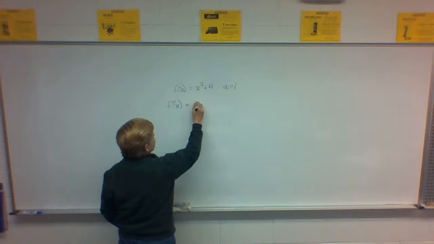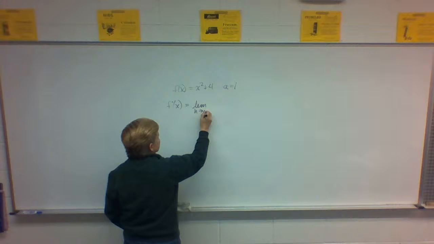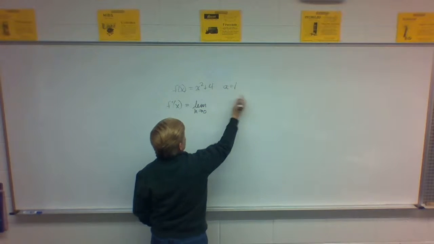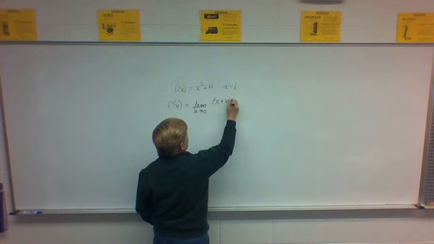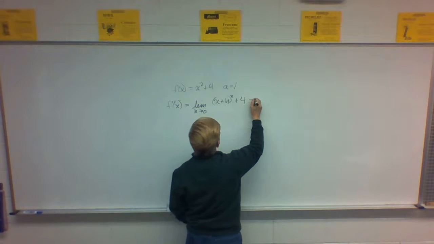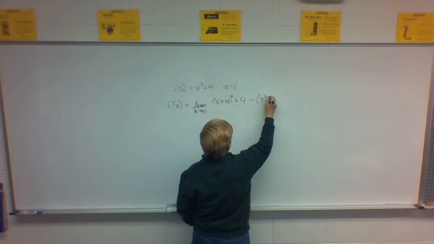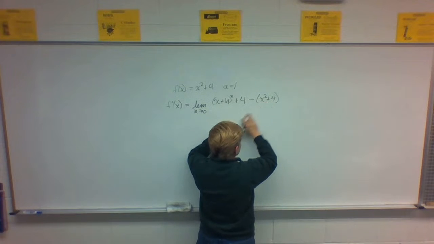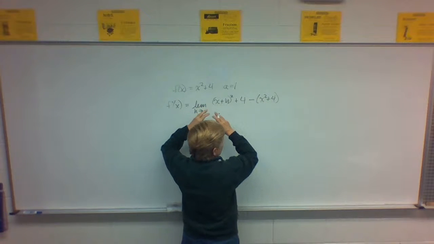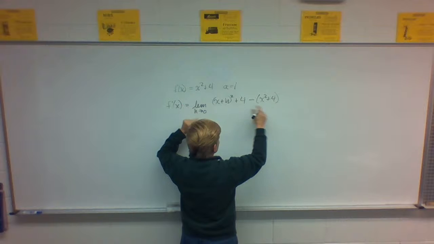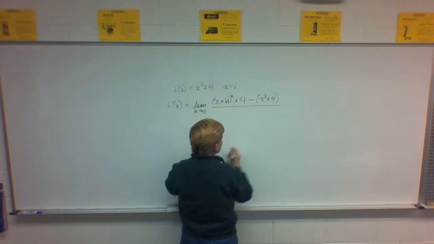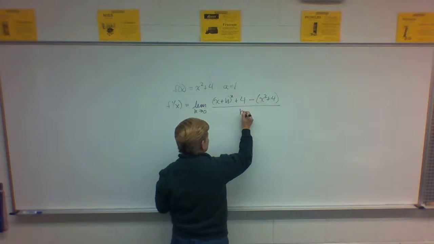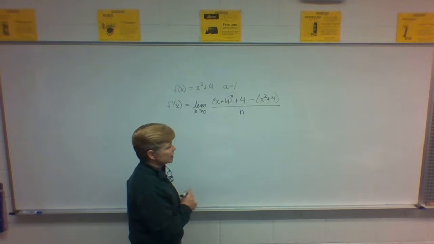f prime of x is equal to the limit as h goes to 0 of f of x plus h, x plus h squared plus 4 minus all of x squared plus 4. This is f of x plus h minus f of x. Now, if you want, you can write out the actual generic definition and then plug these in, or you can just dig in, which is what I'm doing. Either way is fine, as long as I can see you using f of x plus h minus f of x all over h somewhere. You've got to show me you're doing that.